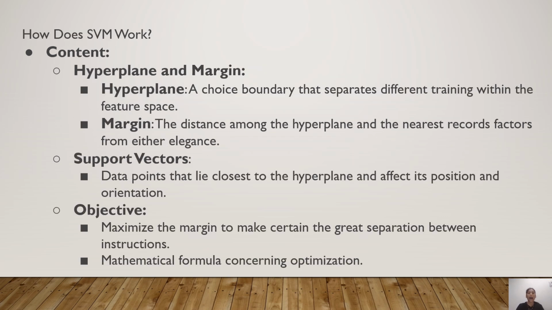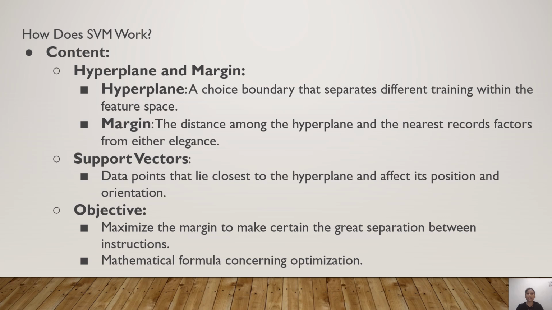Now, let us see how SVM works. Hyperplane: a decision boundary that will separate different classes in the feature space. Margin: the distance between the hyperplane and the nearest data points from either class. Support vectors: the data points that lie closest to the hyperplane and affect its position and orientation. The objective is to maximize the margin to ensure the best separation between the classes.